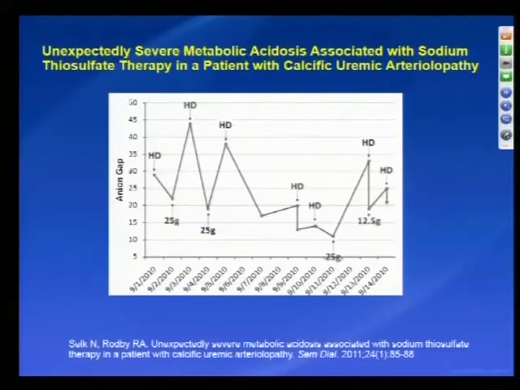This is only one case, but it best illustrates what can happen with this medication. So this is a patient on chronic dialysis, and you can see here a dialysis session he had. He had a high anion gap, and normally we would expect it to improve after dialysis, certainly. And then he gets 25 grams of sodium thiosulfate, and you can see the anion gap increase significantly until the next dialysis session where it improved and then went up again.